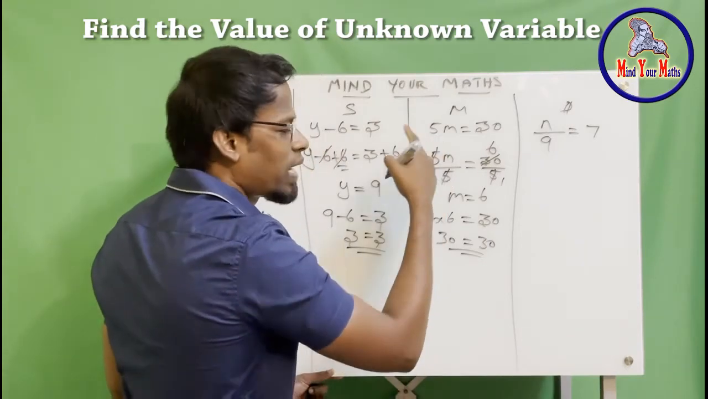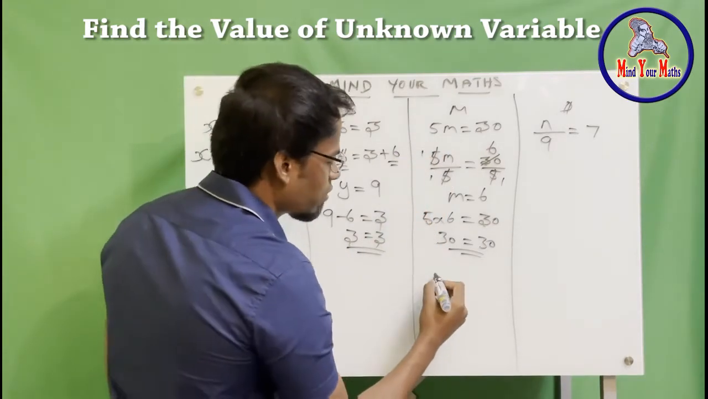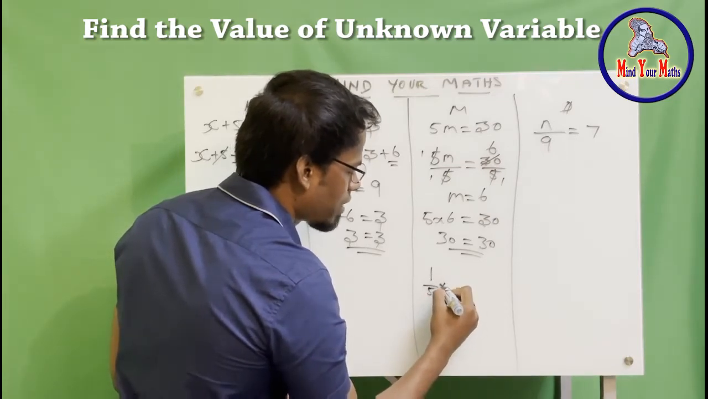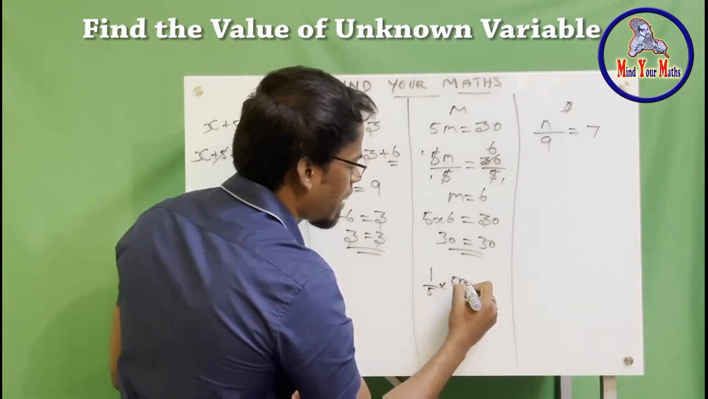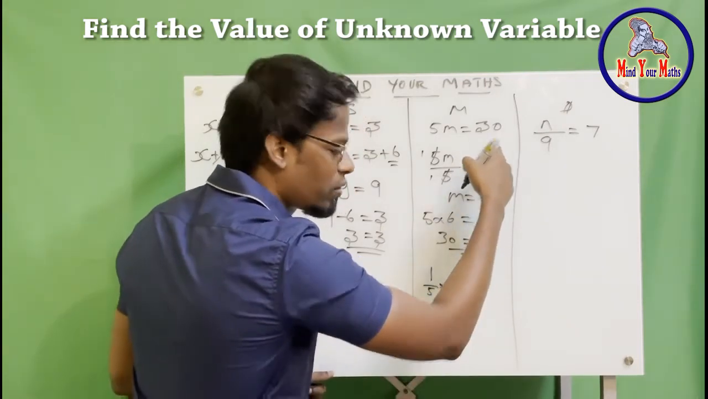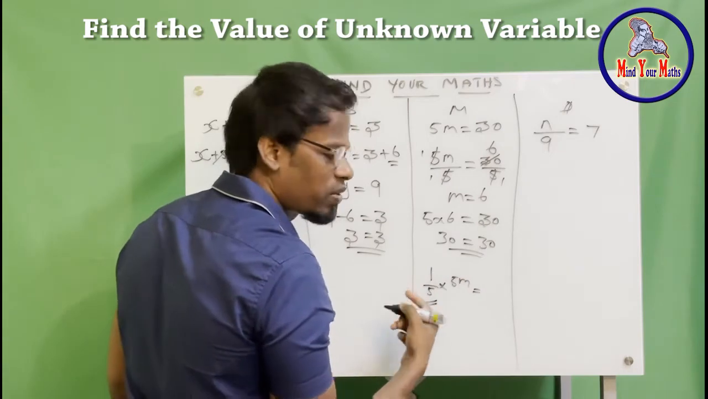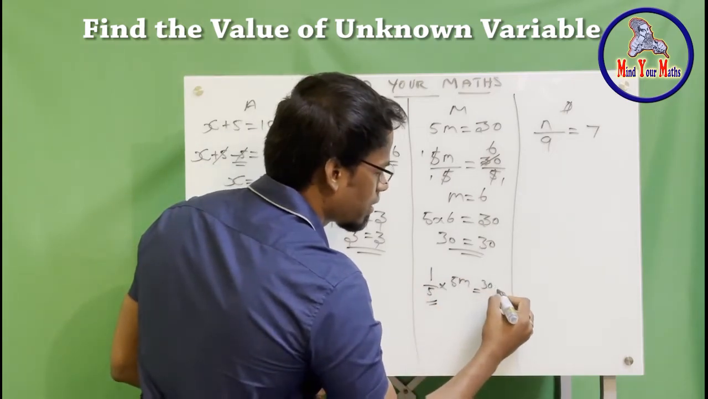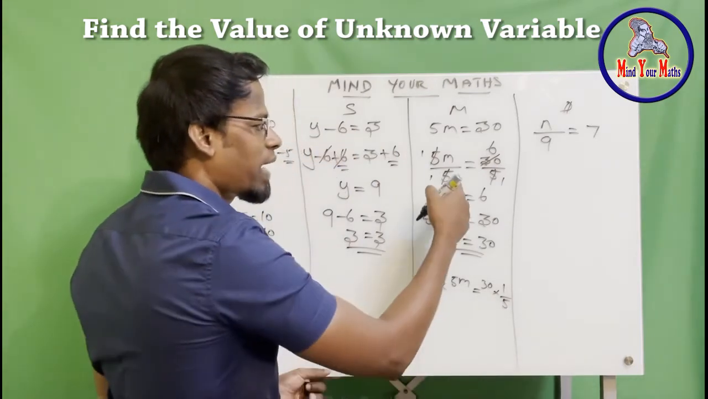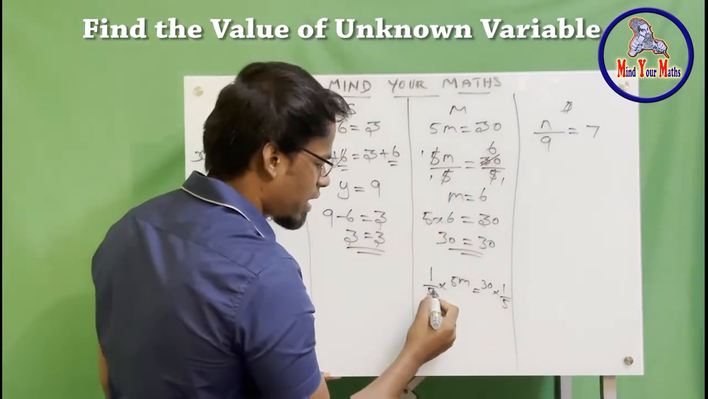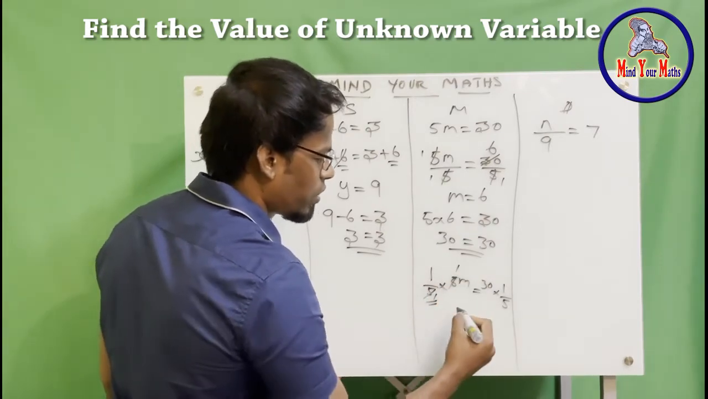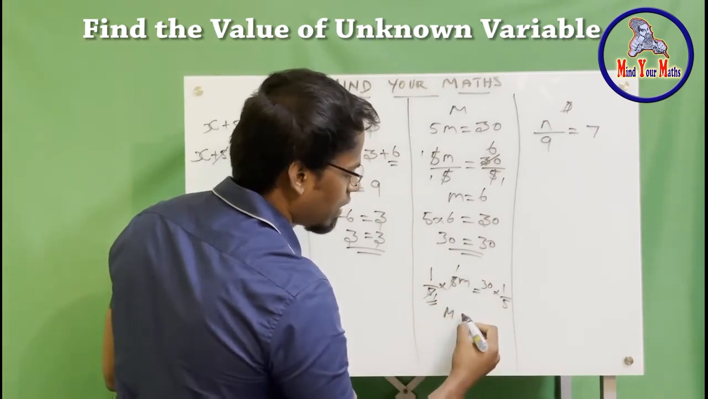So we need to multiply using the reciprocal value, which means 1 over 5 times 5m equals, then on the right side as well you need to do the same thing, multiply using the reciprocal value. 30 times 1 over 5, right? So now the cancellation is still the same. Here it's like 1 times 5 is 5, 1 times 5 is 5. So you are left with m on the left side.